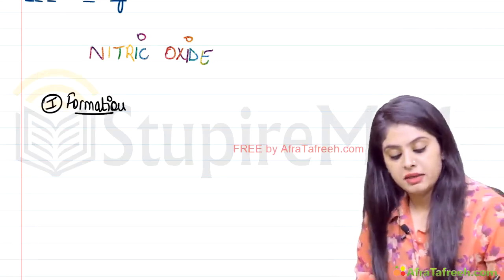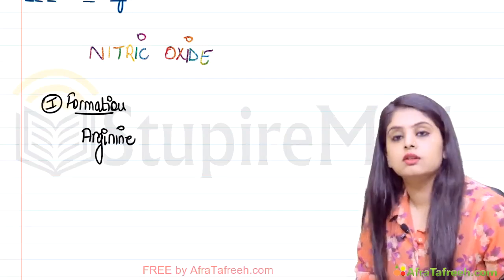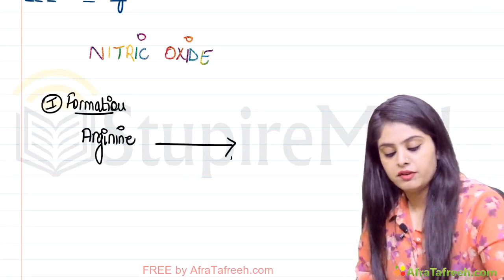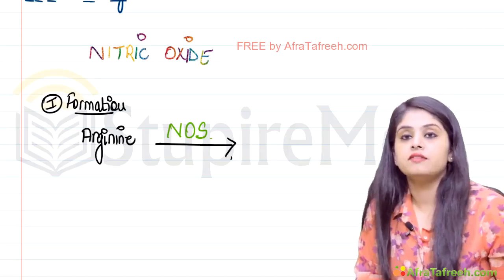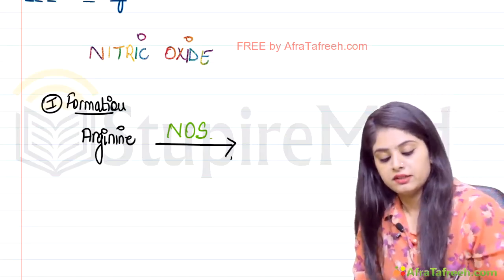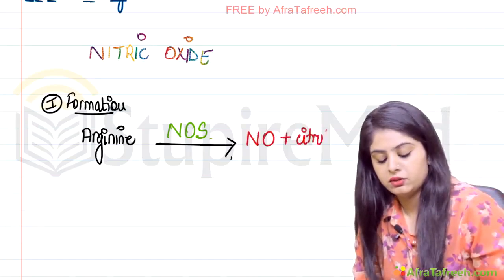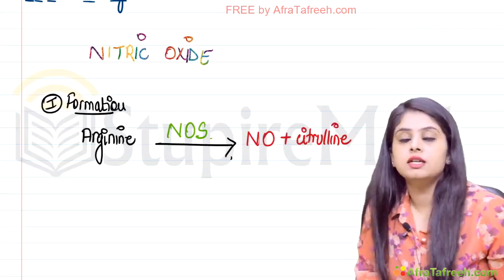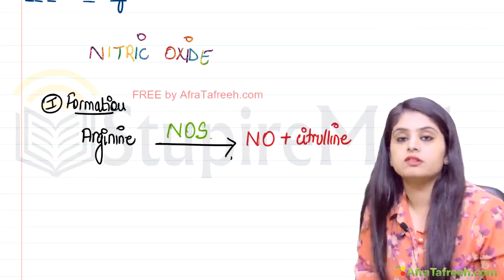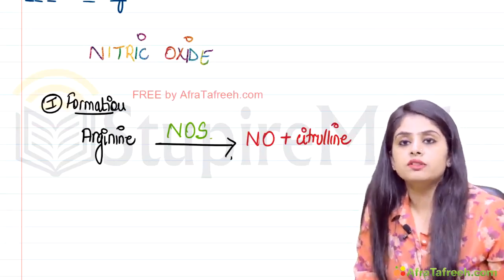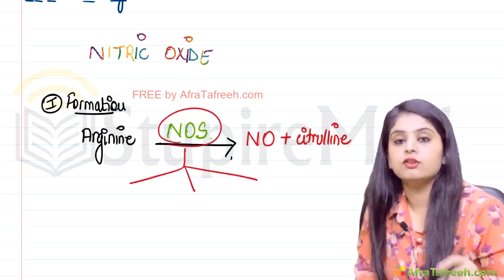Nitric oxide is synthesized from an amino acid, that is arginine. So arginine, in the presence of an enzyme, nitric oxide synthase. I hope you can recall we had done this in phagocytosis. Nitric oxide synthase will give us nitric oxide and citrulline. So this is also a revision of our biochemistry. Arginine will give us nitric oxide and citrulline in the presence of nitric oxide synthase. We already know this. What are we adding to our knowledge here? Nitric oxide synthase is of three types.